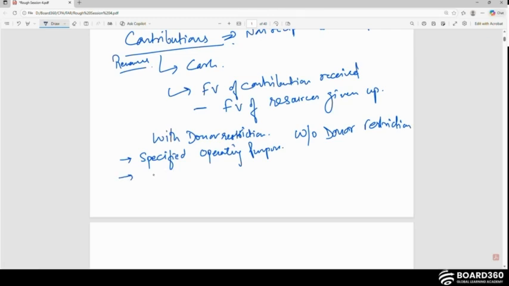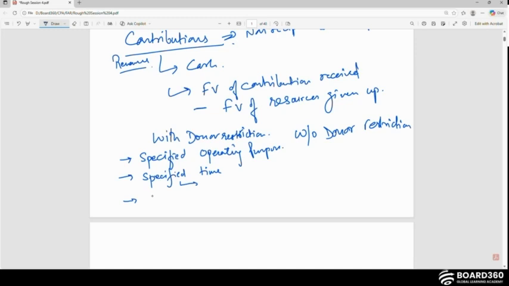Then donor restriction can be based on a specified time. A specified time needs to elapse. So a time restriction is there. For this particular time period, you cannot use it. After completing this particular time, you can use it. Maybe the donor has asked you to invest the donation in a fixed deposit for 5 years, and then you can use it. So for the first 5 years, you cannot use it. You may use the interest income, but the principal amount should be used after 5 years. That way you can give time restrictions.